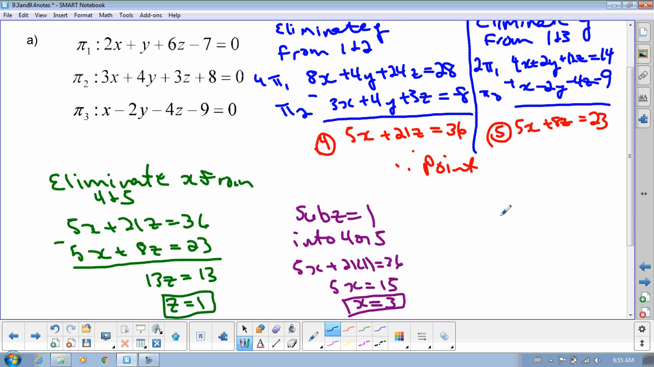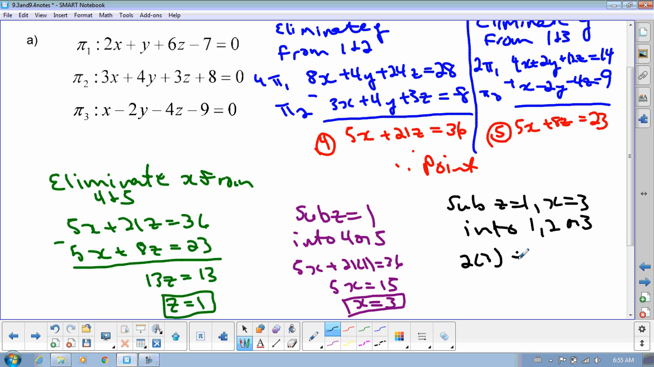Okay, and then now that I have both of those values, I'm going to sub z equals 1, x equals 3 into 1, 2, or 3. It doesn't matter which one. I'm just going to pick the first one because it's there. So I have 2 multiplied by 3 plus y. Actually this one works out best because there's no coefficient in front of the y, so it's a little bit quicker. Plus 6 multiplied by 1 equals 7.